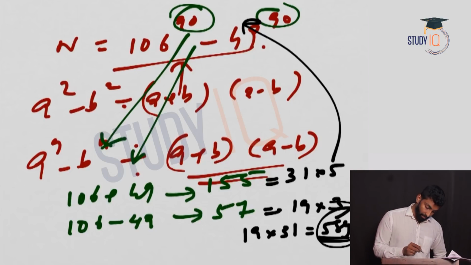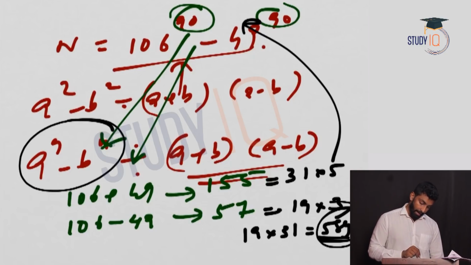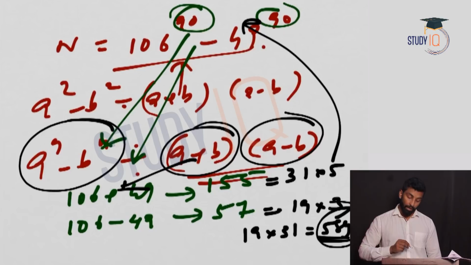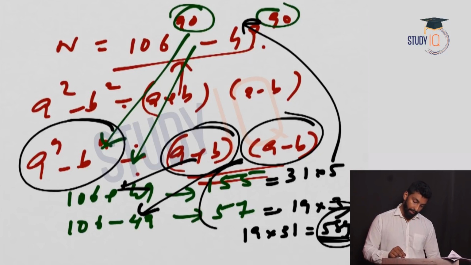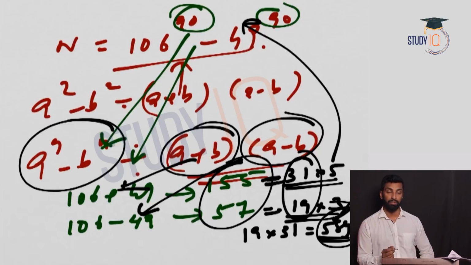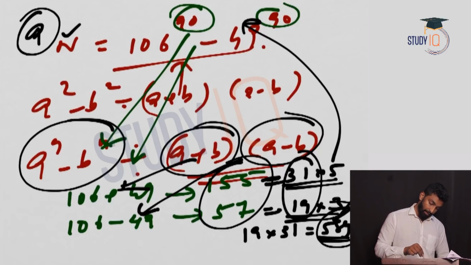What we have done is we understood that for A raised to n minus B raised to n, A plus B and A minus B are factors. If A plus B is a factor, 106 plus 49 will be a factor. If A minus B is a factor, 106 minus 49 will be a factor. So we got these two as factors. 155 I can write as 31 into 5. 57 I can write like this, 19 into 3. So then 31 into 19 will also be a factor. So I'll take 589 as my answer. So the answer for this question is 589, answer option A.